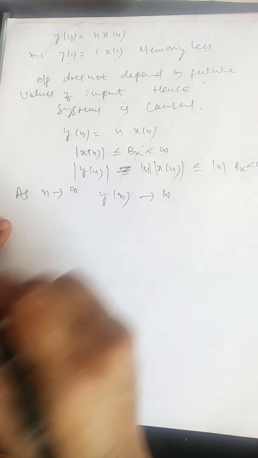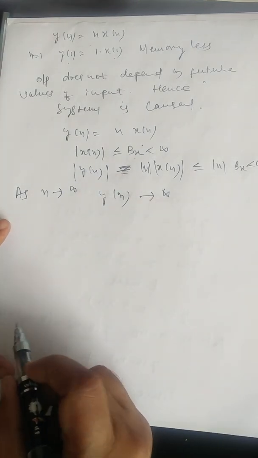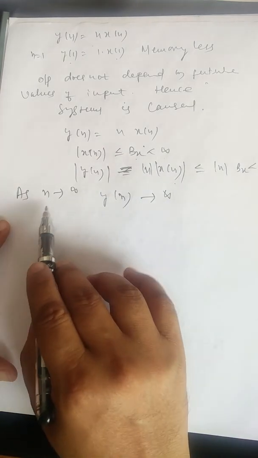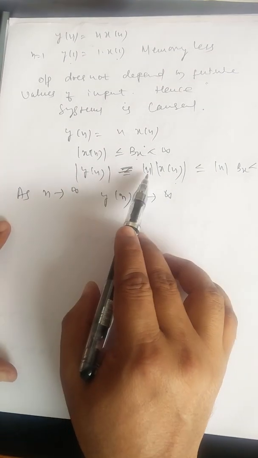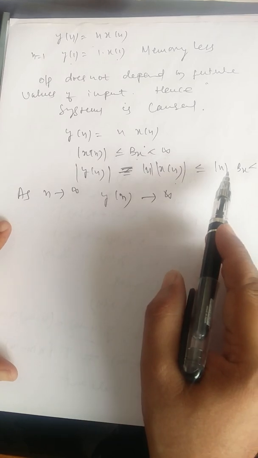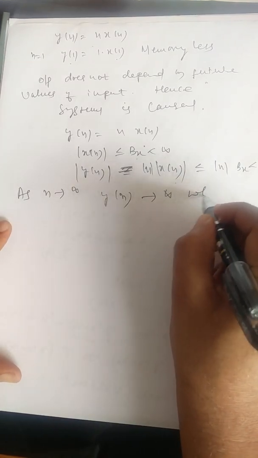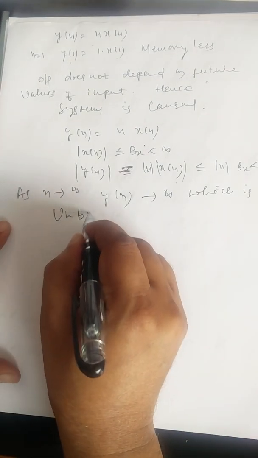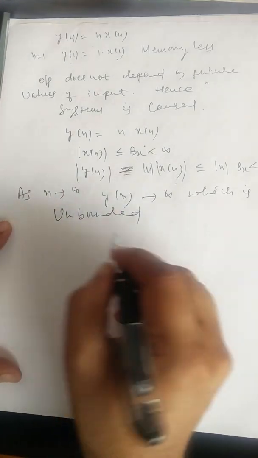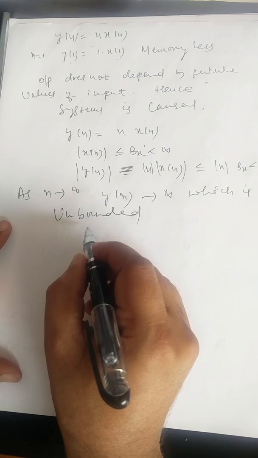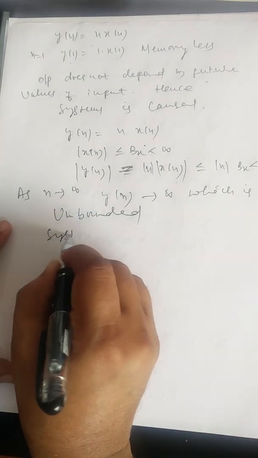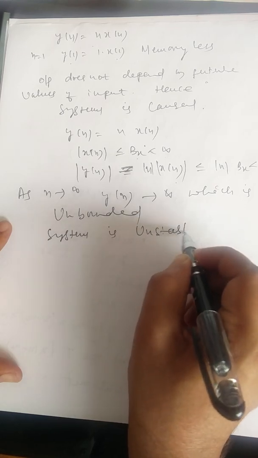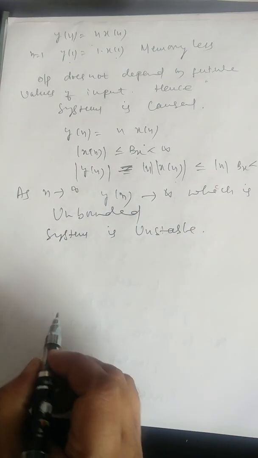Y of n also tends to infinity here. Output tends to infinity. Even though your input is bounded, when n tends to infinity, output y of n will tend to infinity, which is unbounded. Hence it is an unstable system. Hence the system is unstable. Okay. Next, we'll take the second problem.